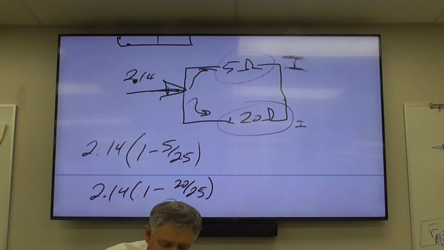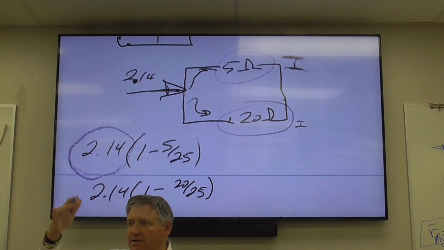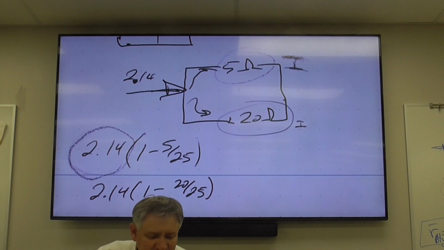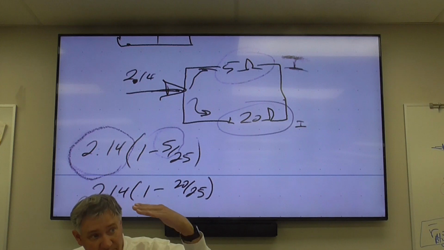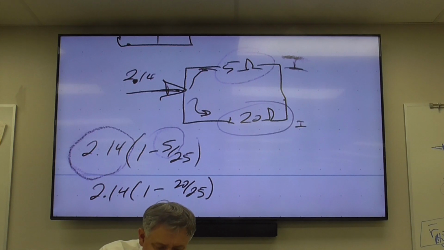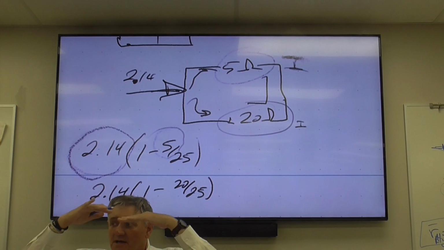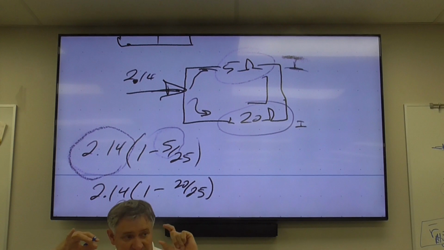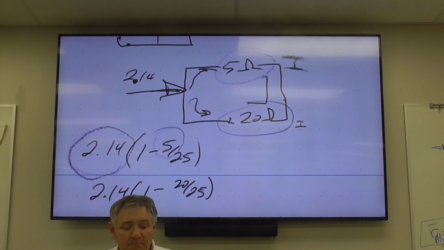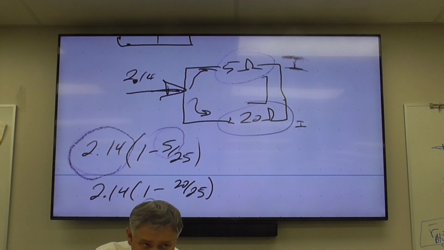I take the total current that's flowing into it. So if I want to find the value that's flowing through the 5 ohm, I take the 5 ohm, that's what I'm looking for. Then I divide that by the total resistance of those two parallel resistors, which in this case is 25. But here's what I can't do. I can't take 5 and divide it by 25 and multiply that by 2.14.